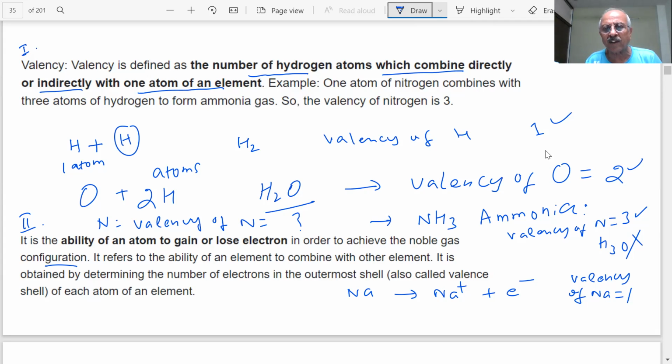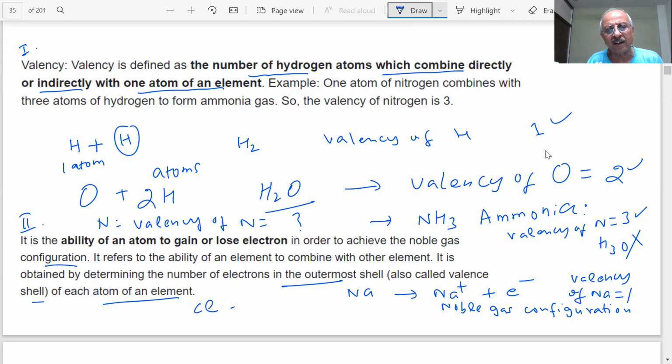This has a noble gas configuration. When we discuss electron configuration, we will show you. Noble means very stable gas configuration. It refers to the ability of an element to combine. It is obtained by determining the number of electrons in the outermost shell, also called the valence shell of the atom of each element. Here electron is lost and it can gain also.